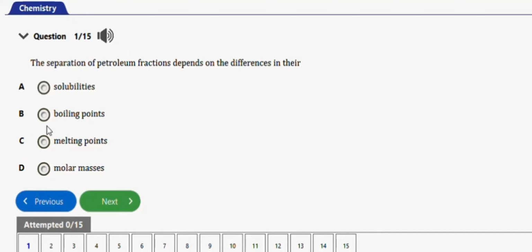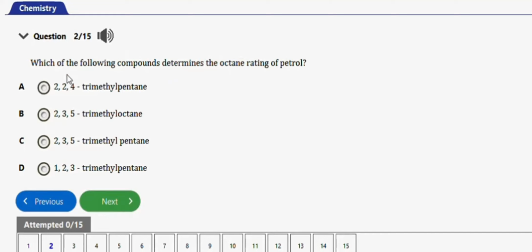So the right answer is option B, boiling point. Very important, guys. The next repeated question with this one. It says, which of the following compound determine the octane rating of petroleum? Guys, this question is often repeated, so the right option is option A. The compound is 2,2,4-trimethylpentane. Very important, option A.